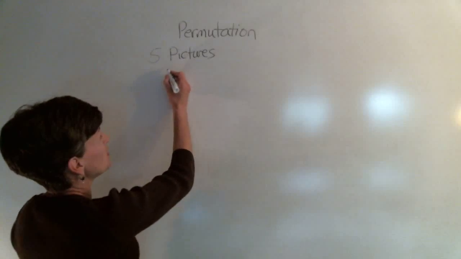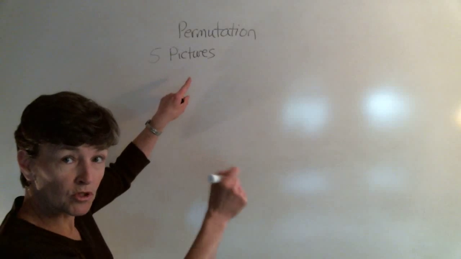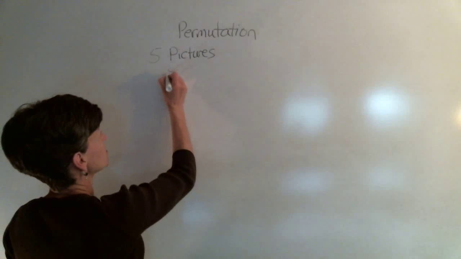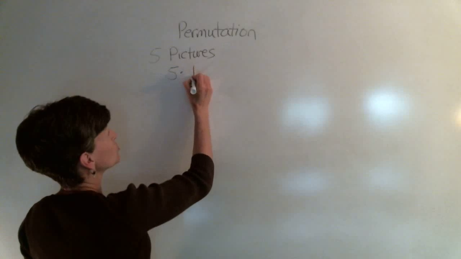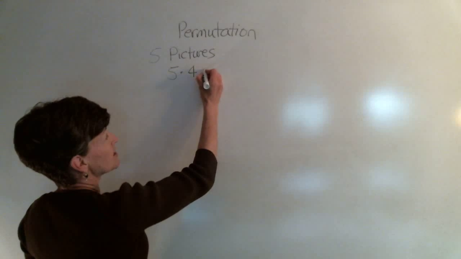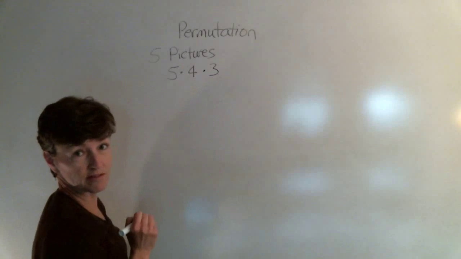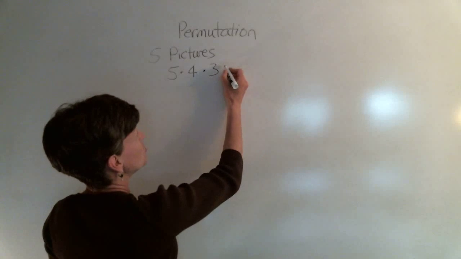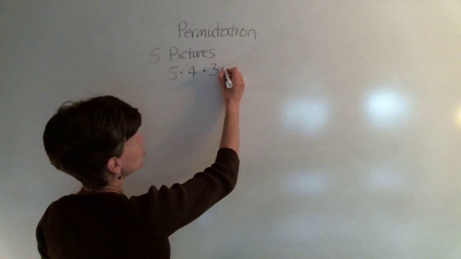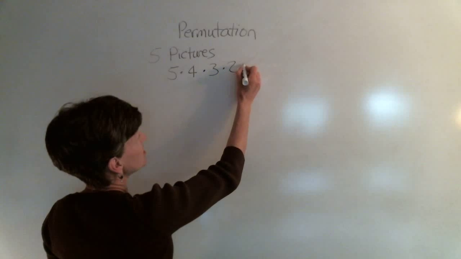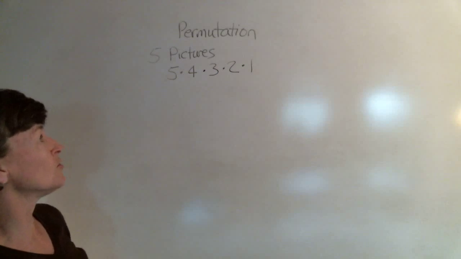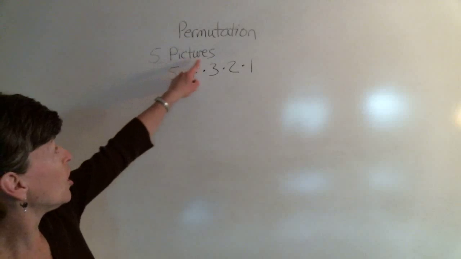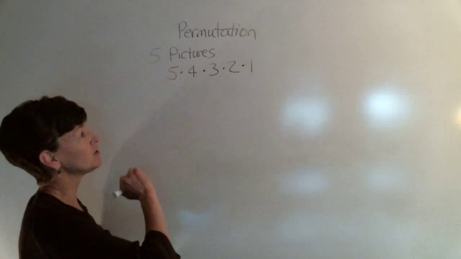Well, if you have 5 pictures, then when you go to put the first picture up, you have 5 choices. The next time you pick a picture, you only have 4 choices. The next time you only have 3 choices. The next time you want to put the picture up, you've only got 2 choices, and then finally you only have the picture that's left, the 1 choice. So in how many different ways can you arrange 5 pictures in order?